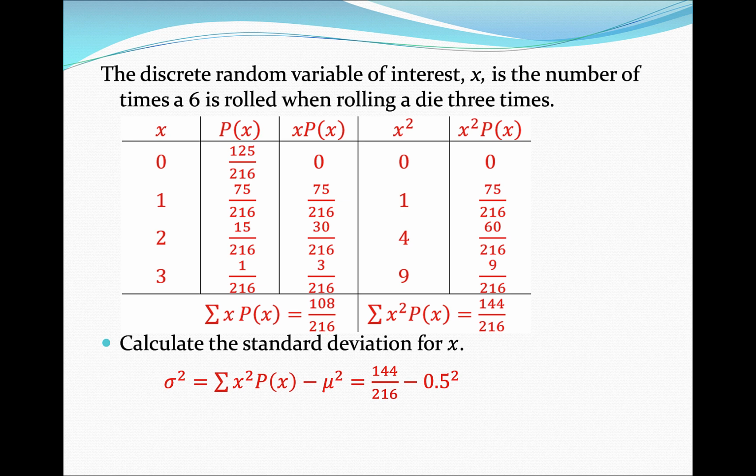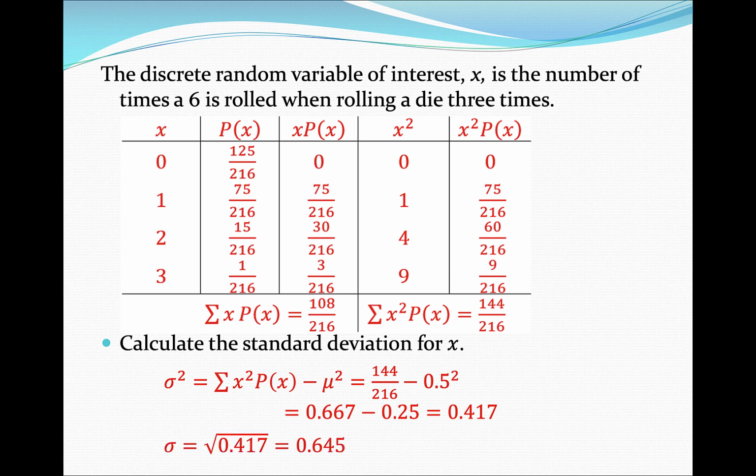So that's what we need for the variance formula. Now we have everything we need, and you can see I plugged it in there. You've got to get the variance before you get the standard deviation, because standard deviation is just the square root of the variance. The variance here is the sum of x squared times p of x, which is 144 over 216. Remember, we just calculated the mean. It was 0.5. So you subtract 0.5 squared. That will give you your variance. So your variance here, when you work it out, works out to be 0.417.